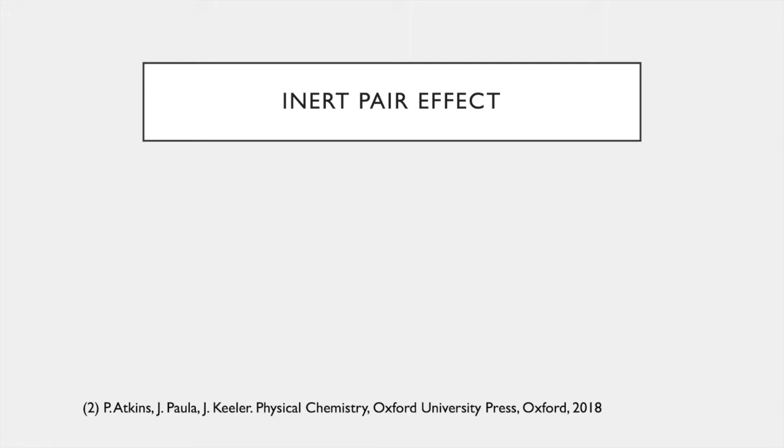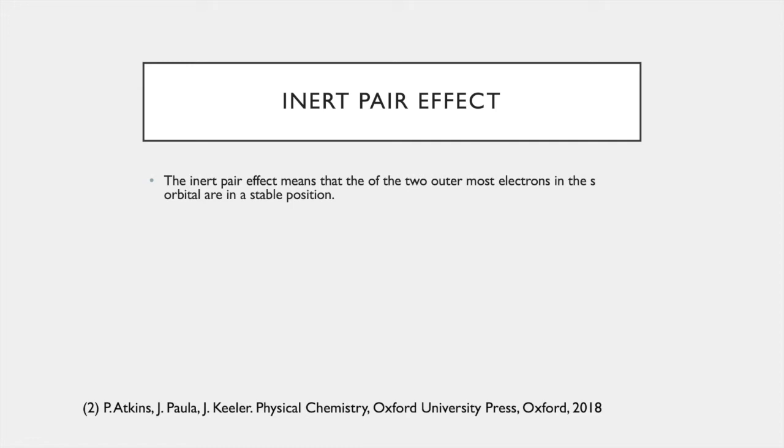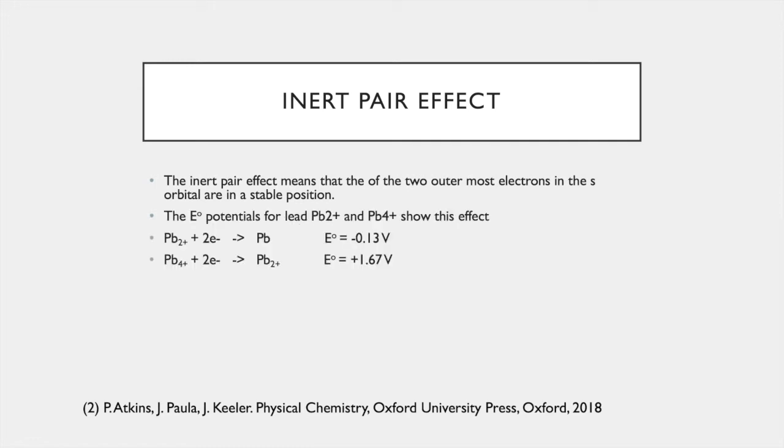One of the most important things about lead is the inert pair effect. The inert pair effect, simply put, means that the two outermost electrons in the s orbital are in a stable position. The E cell potentials for lead Pb2+ and Pb4+ show this effect. So if you see, the Pb2+ has a very low E cell and Pb4+ has a very high E cell, that's because Pb2+ is very stable due to the inert pair effect.